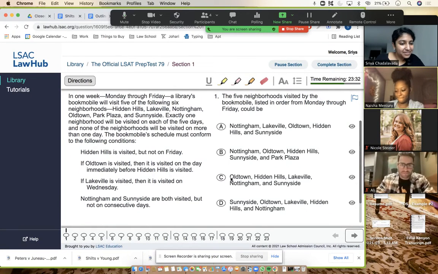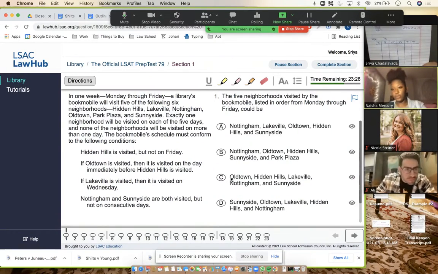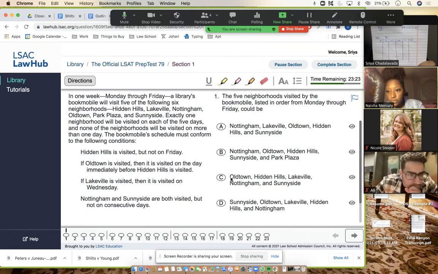Okay, so I'm going to share my diagram really quickly, and let me know if you guys have any questions. So this is how I diagram. I know it looks a little bit different from the average diagram out there, right?